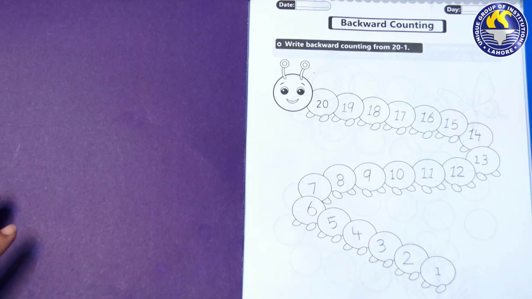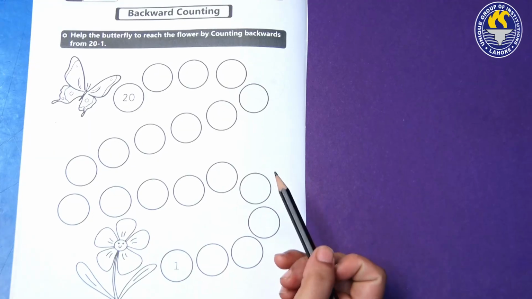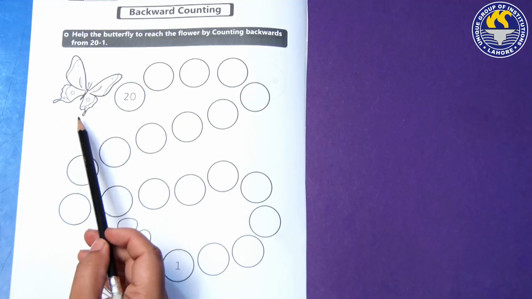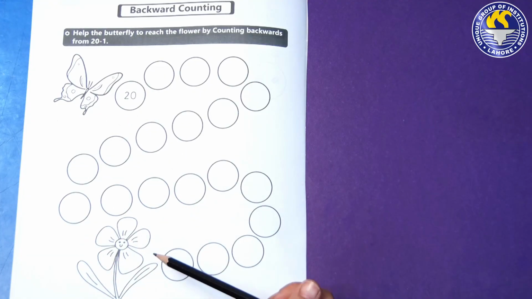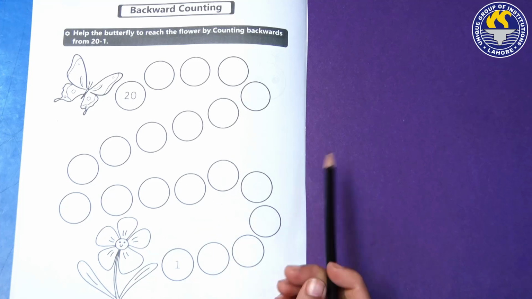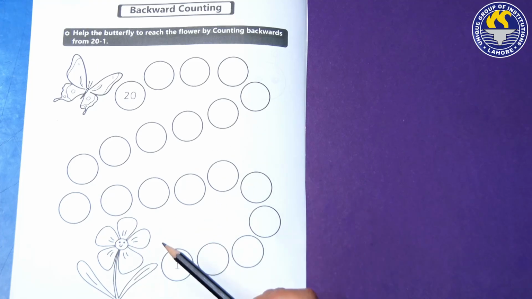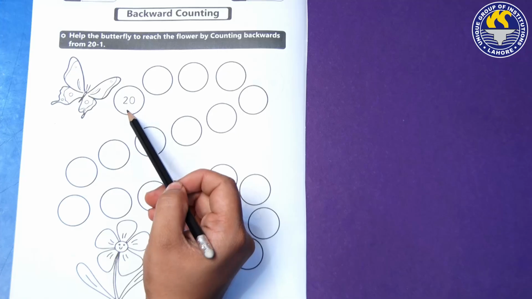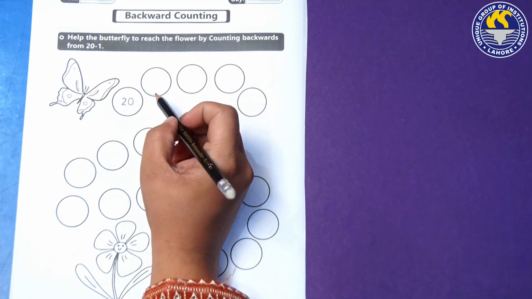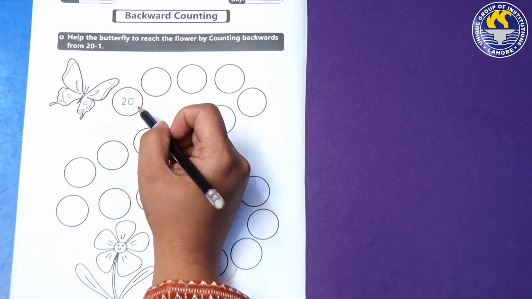Let's do another activity page. Dear students, let's do another activity page of backward counting. It is a beautiful butterfly who wants to reach the flower, but we have to count and write backward so the butterfly can reach the flower. So here we have number 20. So we are going backward. But we have to count reverse.